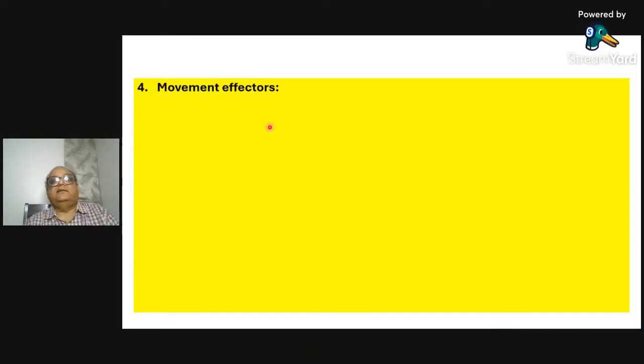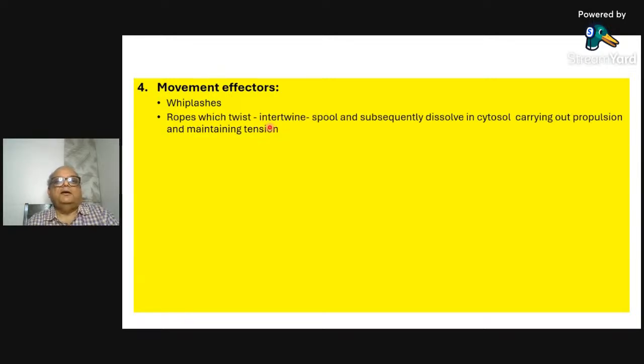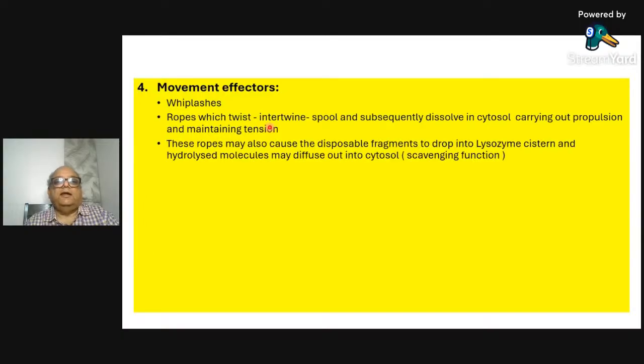And the next category is, of course, they can function as movement effectors, something like a whiplash. Sperm cells are known to navigate in a fluid, for example, through a whiplash. Yeah. So a whip-like tail is there. Okay. A rope which can twist, intertwine, spool, and subsequently dissolve in cytosol, carrying out propulsion of vacuoles, and maintaining tension for doing that. So it's a functionality that we spoke of in the previous video also. Okay. So that one. And these ropes may also cause disposable fragments.